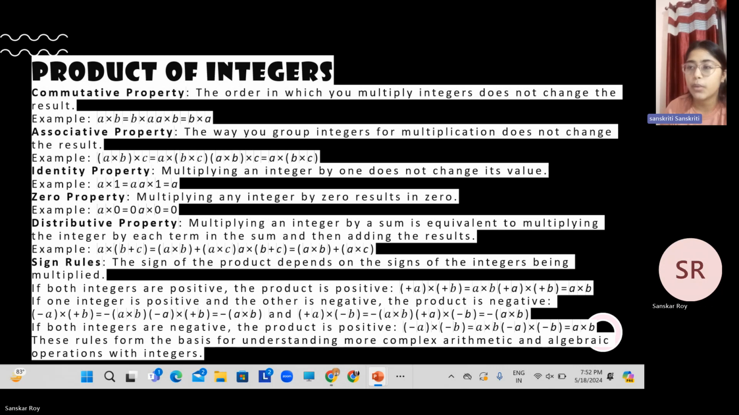Zero property. This is a new property. Multiply any integer by 0 results in 0. So a into 0 equals 0. Distributive property: multiplying an integer by a sum is equivalent to multiplying the integer by each term in the sum and then adding the results. Example: a into b plus c is there. Now we will distribute it: a into b plus a into c. So this is what the rules are.